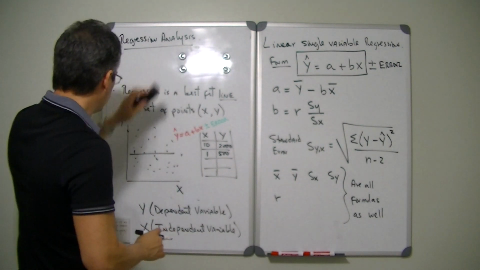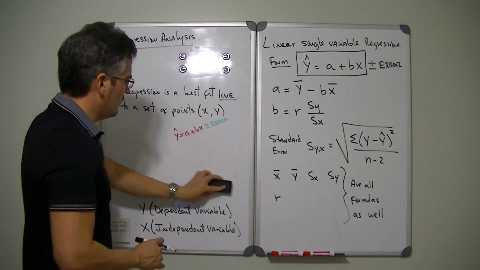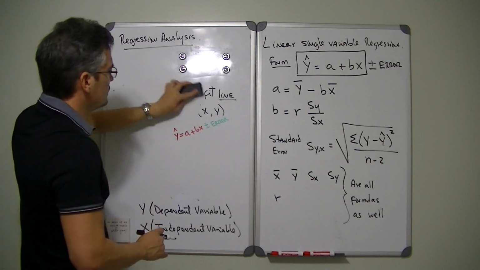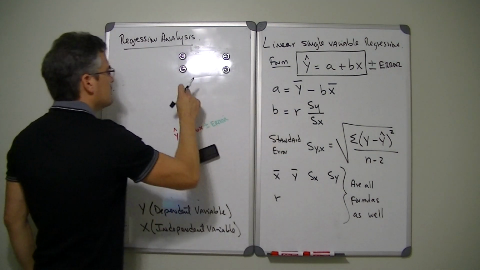Alright, now, how do you know the strength of something like this? Well, that's where the coefficient of correlation comes in. That's where that R comes in.